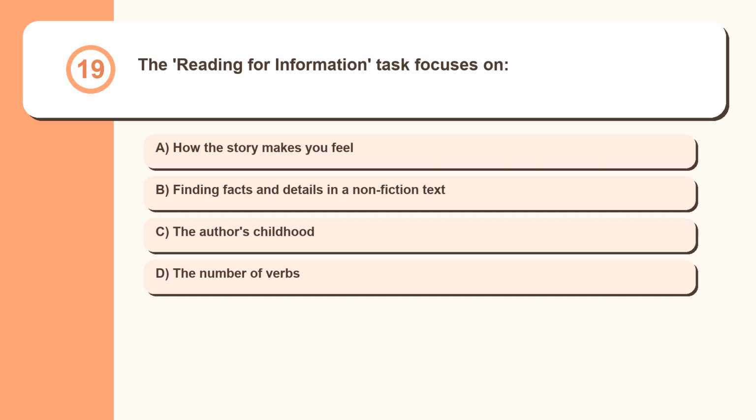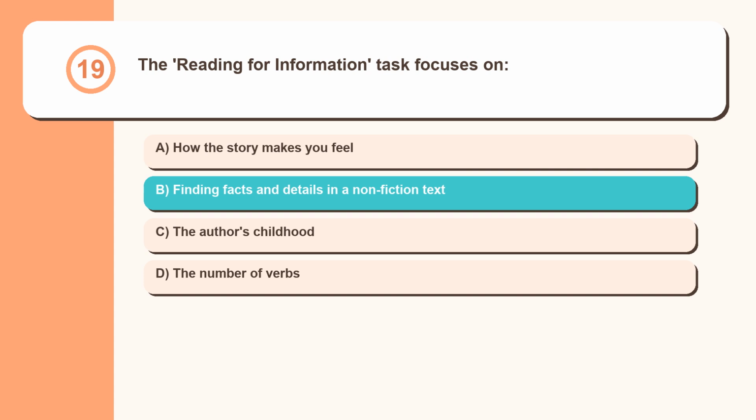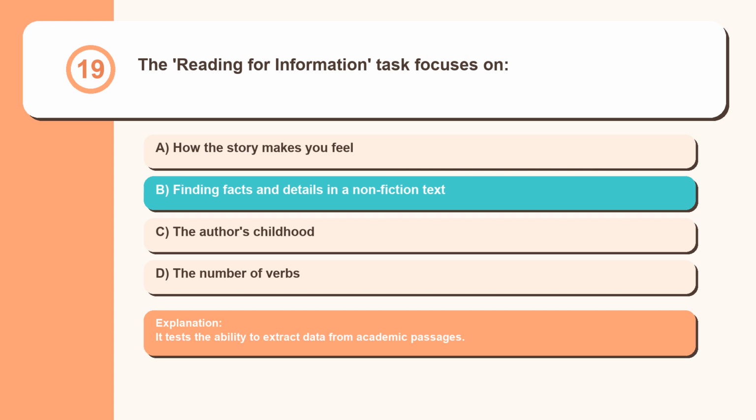Question 19. The reading for information task focuses on how the story makes you feel, finding facts and details in a non-fiction text, the author's childhood, or the number of verbs. It tests the ability to extract data from academic passages.